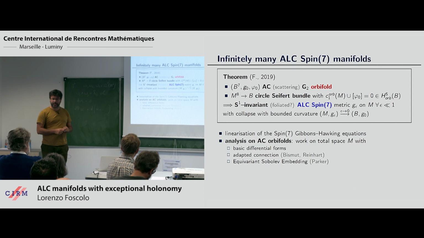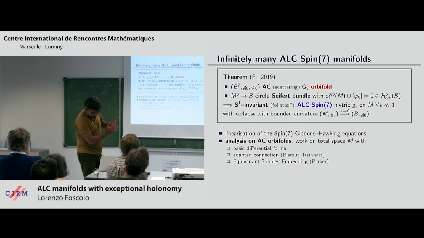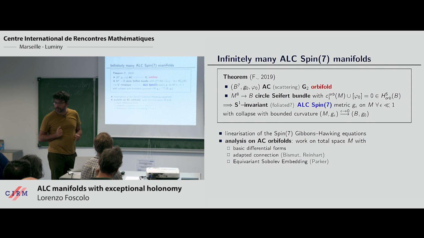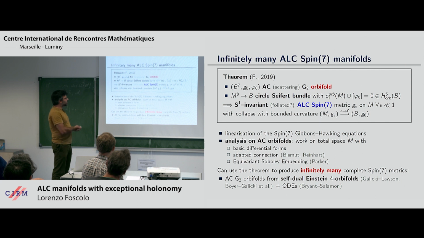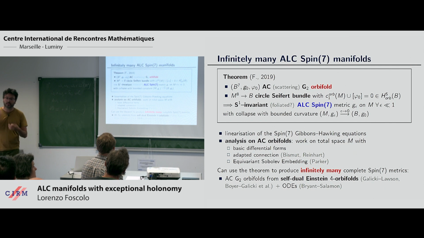Once you set up the framework, the analysis on scattering manifolds goes through exactly the same way in this setting. And as I was saying, this is a useful theorem. There's a handful of complete non-compact Spin(7) metrics known before this, and this can be used to produce infinitely many different diffeomorphism types, infinitely many distinct families on the same smooth manifolds.